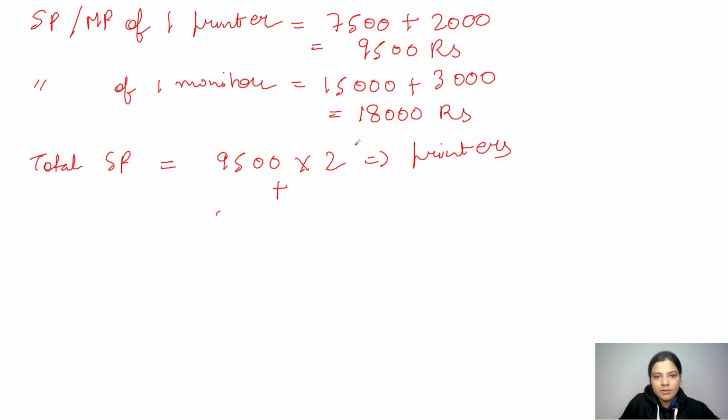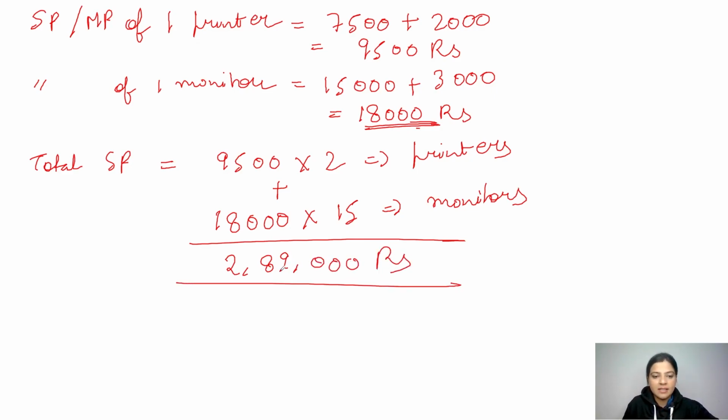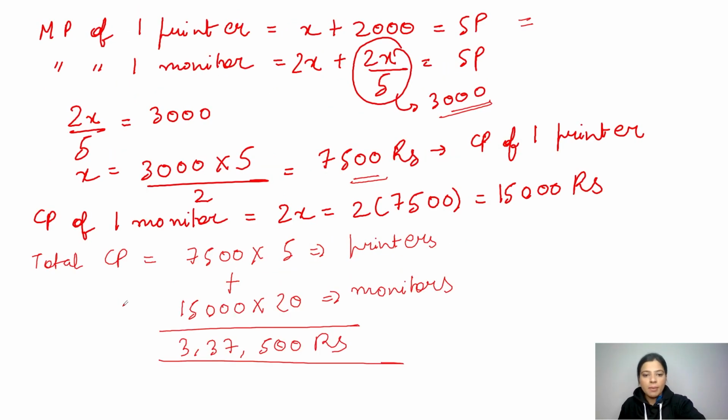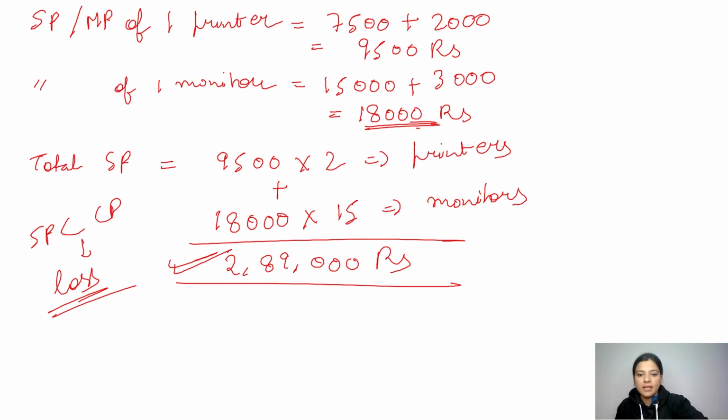And he is giving it to the customer at 18,000 rupees. So 18,000 into 15 will be the value for monitors. In total, his total SP, when you add it, comes out to be 2,89,000 rupees. You can see this is a clear-cut case of loss, because SP is less than CP. So this is a case of loss, right?